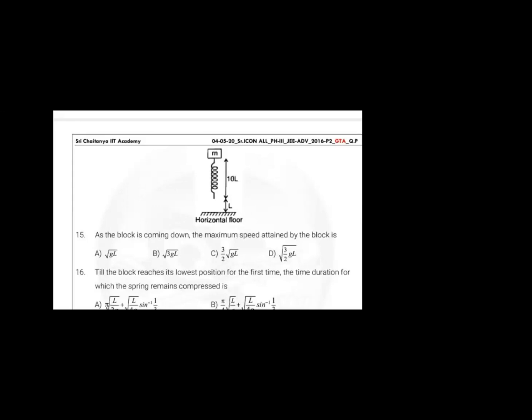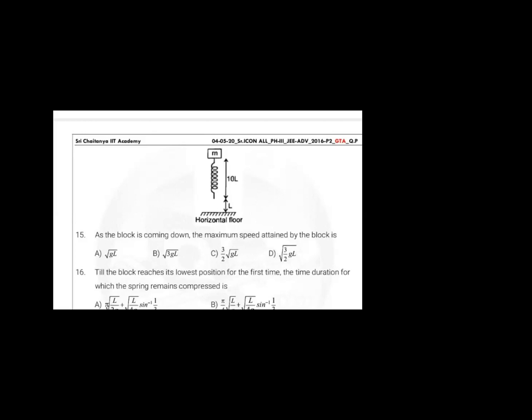Sir, the displacement of the block will be the total height 11L minus the maximum compression of the spring. No, that is very wrong. At maximum compression, the speed is zero. We want maximum speed, not zero. Maximum compression is the lowest position, beta, and there the speed will be zero.